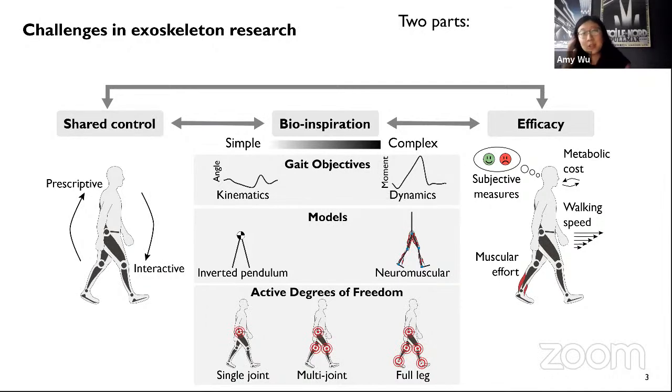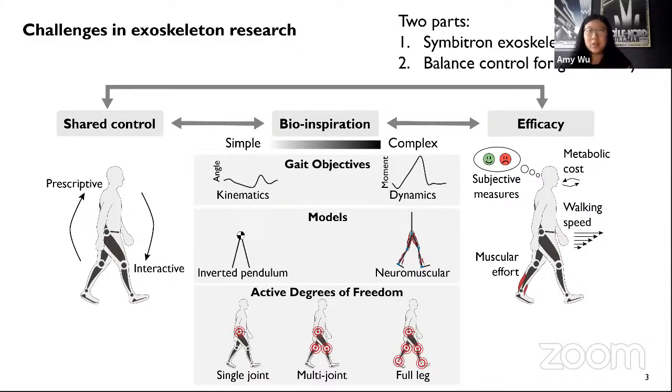So my talk will be in two parts. The first part, which I'll mainly focus on, is about the Symmetron exoskeleton project. And this is just going to be used as a case study to describe how we try to address these three challenges that I discussed here. And then looking into ongoing and current work, we'll also talk about balance control for gait stability.